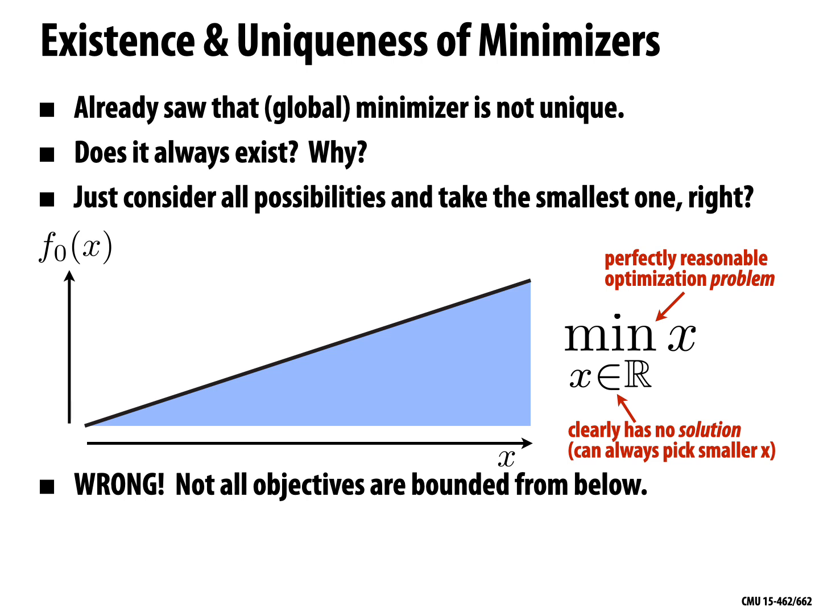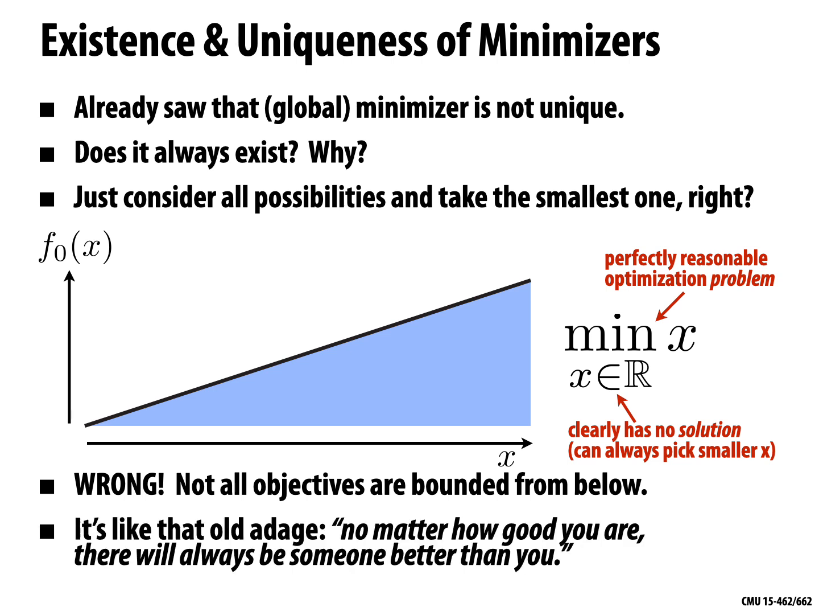We can't always just take the smallest value or the smallest input, because not all objective functions are bounded from below. And you can think about it this way. You've always heard that, no matter how good you are, there's always someone better than you, right? That's very true, by the way. And it's also true in optimization problems. You can have objective functions where you can keep going up and up and up to get better, or down and down and down to get worse. Okay? That's not the only reason why there might not be a global minimum, but this is a very important one.